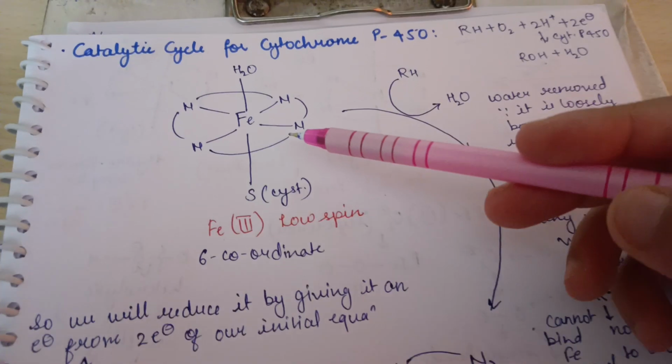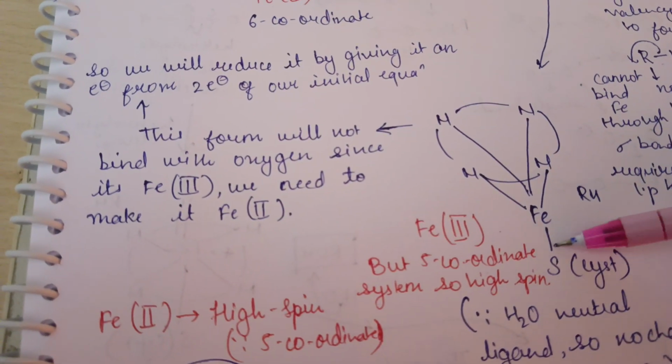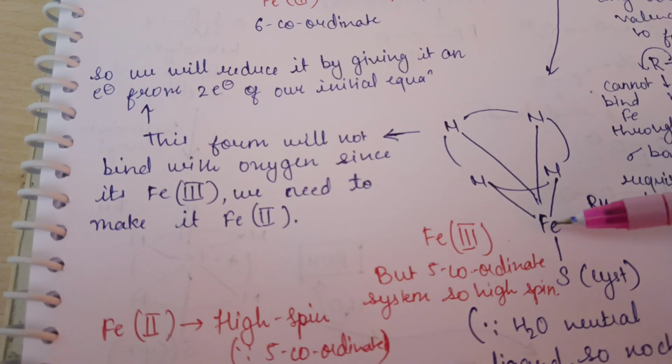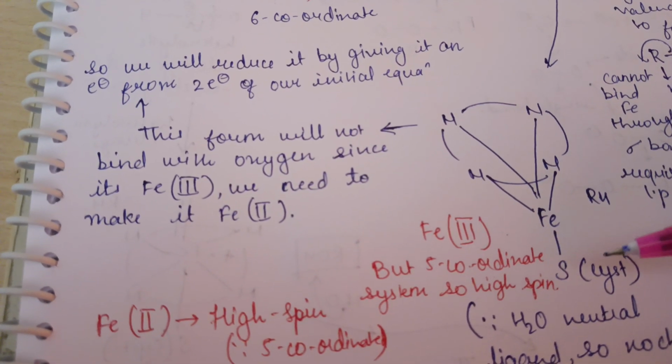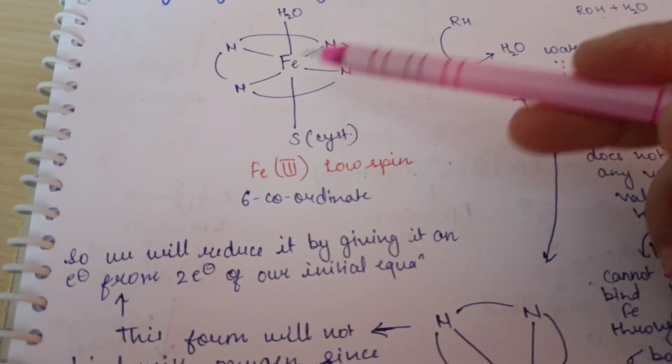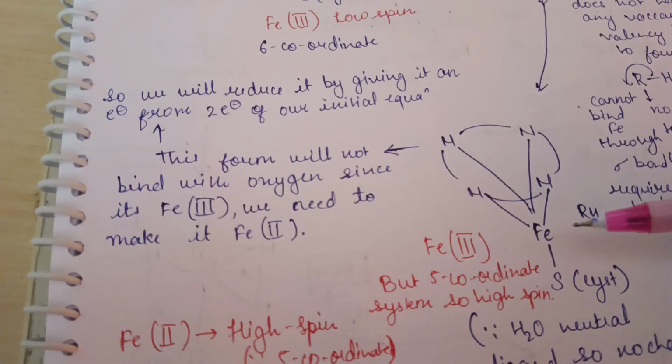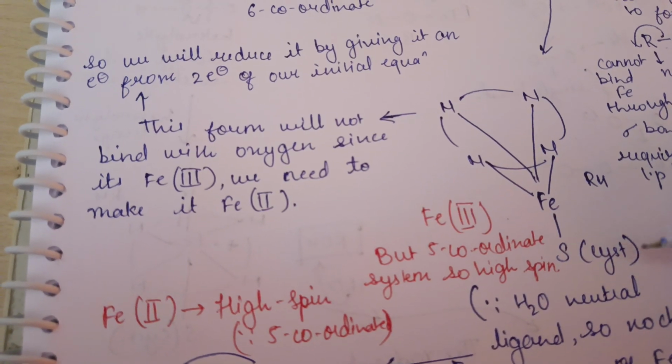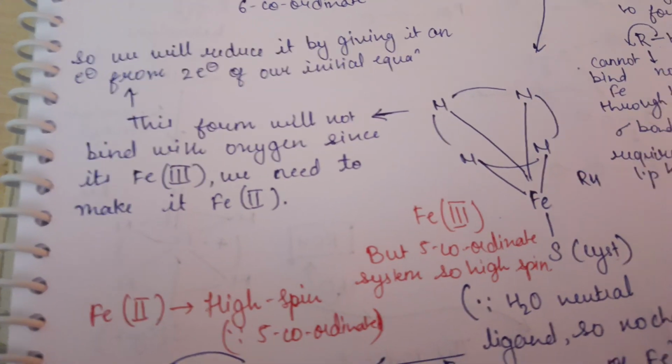In this structure the iron was in a 6 coordination state, but now it is in a 5 coordination state. So when it is in a 5 coordination state, the complex will change to high spin. It was low spin with 6 coordination sites, but here it will change to a high spin complex.